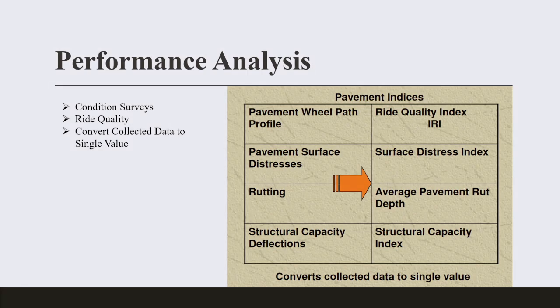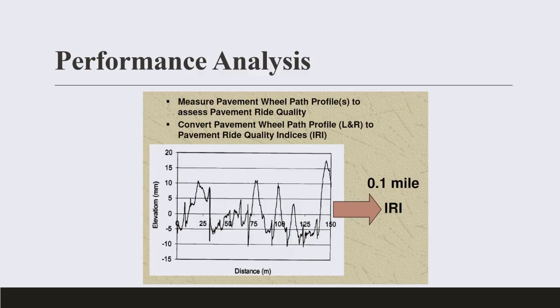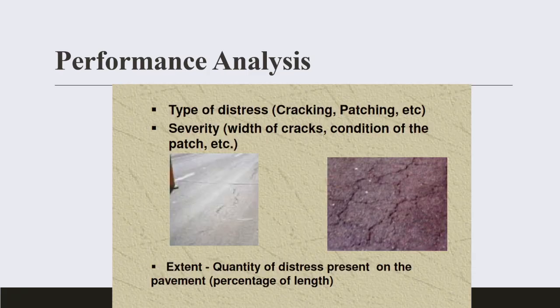Now comes performance analysis. What are we trying to do? Basically, measure the current and the expected future ride quality, the IRI, surface distress, the rutting and the increase in rutting, and the decrease in structural capacity. This is how you assess the rutting. How much you have, how long these ruttings are.